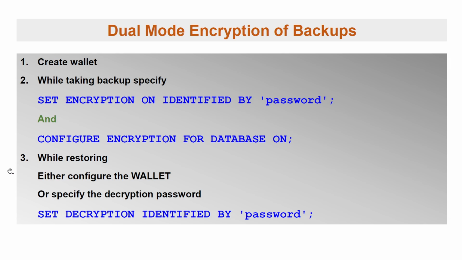Dual mode encryption of backups. For dual mode encryption backups, you need the wallet. So you need to take the wallet, and while taking the backup, you have to specify this. You need to add this RMAN parameter, configure encryption for database on, and you will also specify the password. While restoring, you need either the wallet or the password. You don't need both. Either you can use just the wallet or you can use the password.